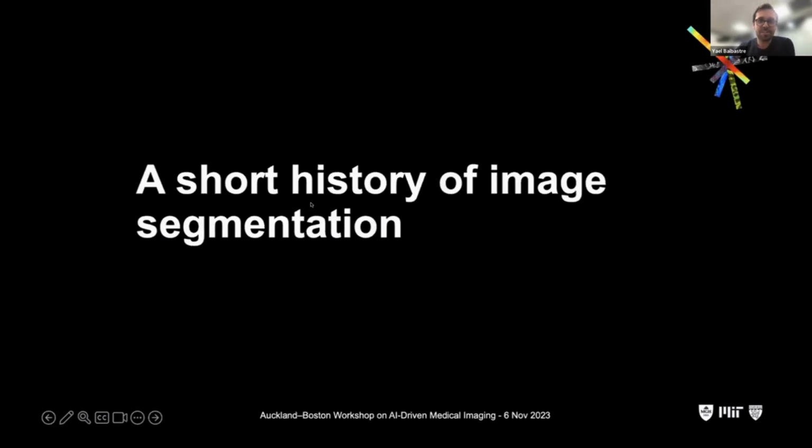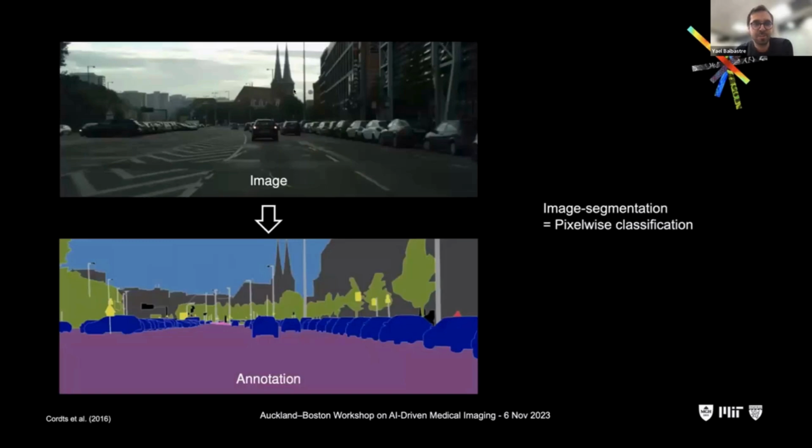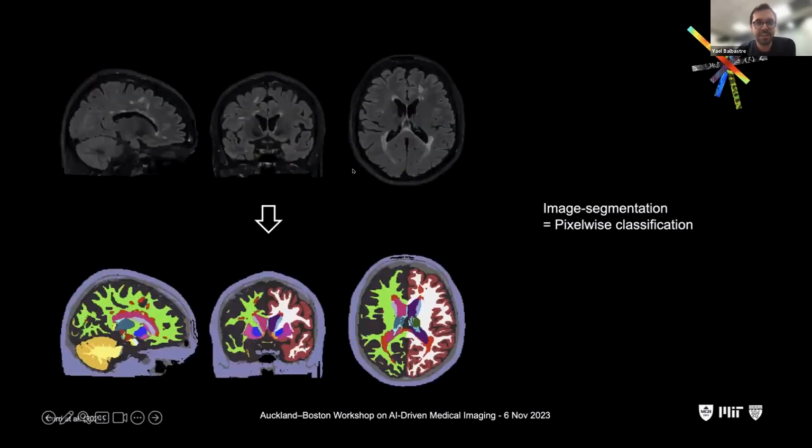So I'll start with just a very short history of what people have been doing for image segmentation. Image segmentation is really just a mapping between an image of intensities and an image of labels. And so it's a pixel-wise classification problem. So that's in computer vision. In medical imaging, the main difference is we often work with 3D images, so we have voxels instead of pixels, and we want to segment these anatomical areas that have some anatomical meaning.